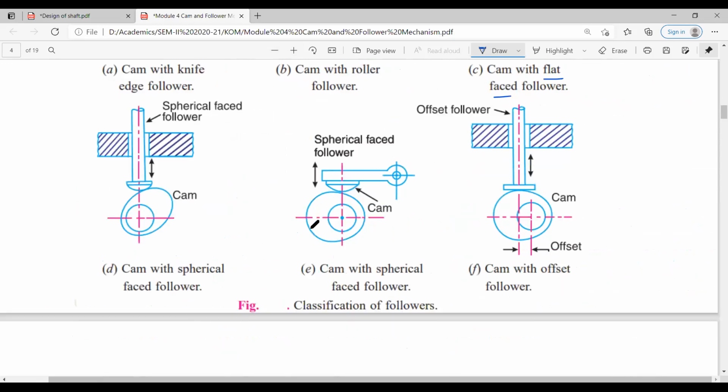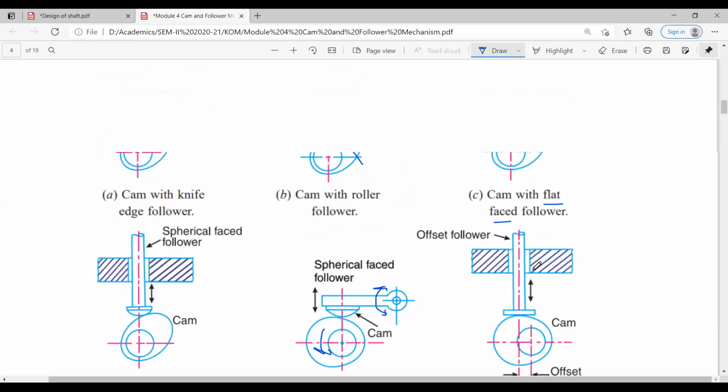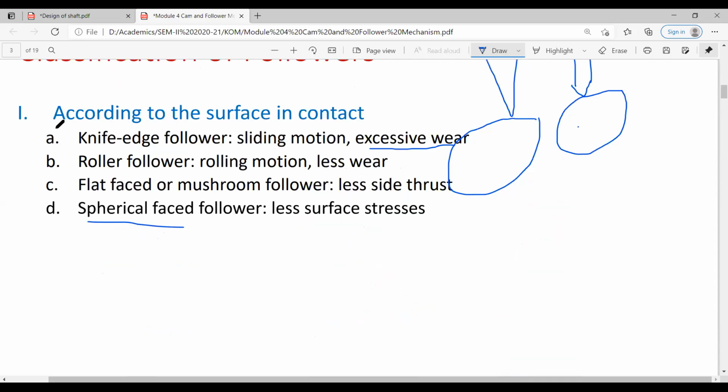Here you can see that it is a cam. It is rotating as usual, and as it rotates, this is the follower. But instead of having a linear motion, it will have an oscillatory motion, an angular motion. It will oscillate like this about this point. So these are the four types which are based on the type or shape of the surface which is in contact.